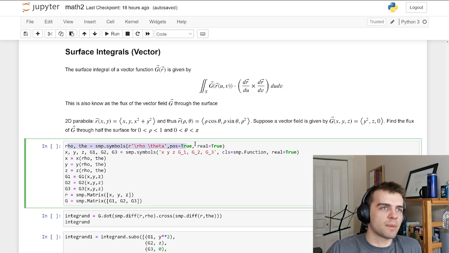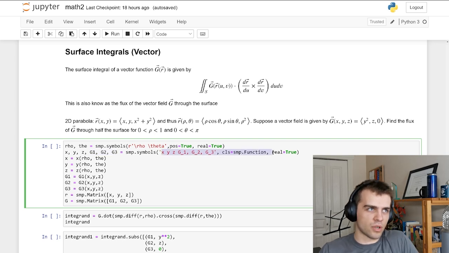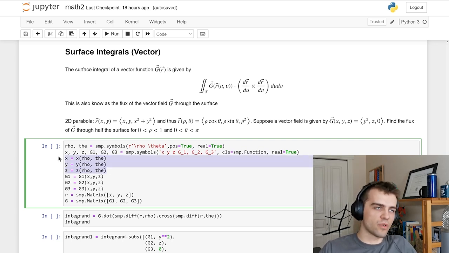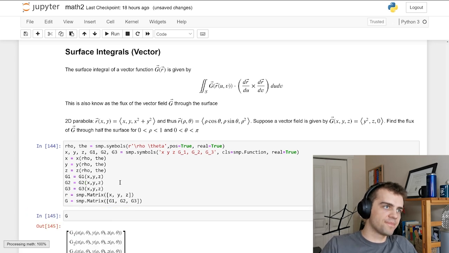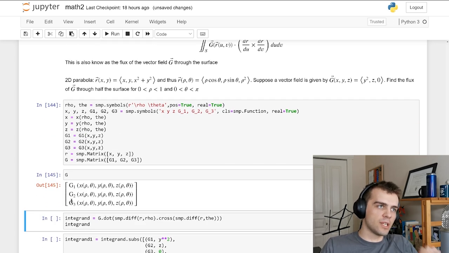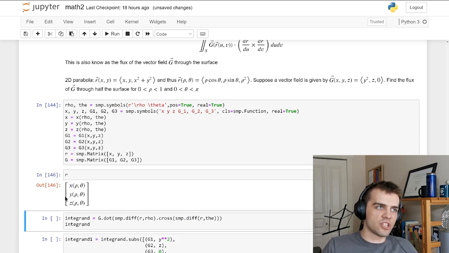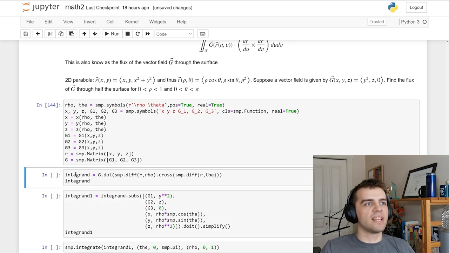I define rho and theta like before. These are the independent variables, and x, y, z are dependent on rho and theta. g1, g2, and g3 are the components of g. These are all functions. x, y, and z are functions of rho and theta, and I make sure to define that explicitly. g1, g2, and g3 are functions of x, y, and z. Then I define r and g, each of which are vectors. G1, G2, G3 depend on x, y, and z, and r is just x, y, and z itself.